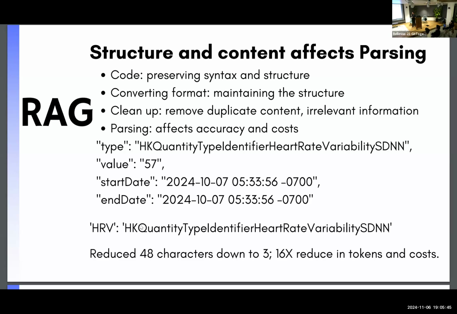So as we did some of our parsing, as you can see here, we took data from this Apple Watch, and the data came out in this area right here where it says type. And so as far as the type, you see the HK quantity type identifier heart rate variability SDNN, and then the value and the start and end date. We didn't care about all that information in type. All we cared about is HRV, heart rate variability. So what we did is we parsed the data, cleaned up all this information, and took that 48 character string and reduced it down to 3, which reduced the number of tokens 16x and reduced the overall cost by that same amount. So parsing your data is extremely important.